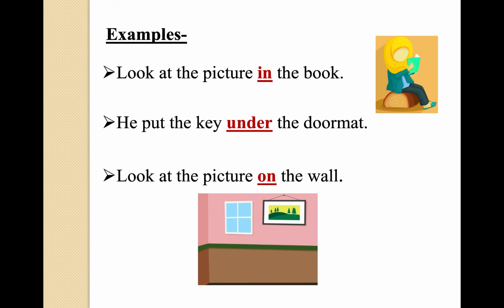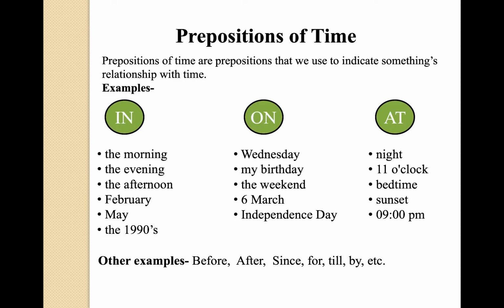I hope now everyone is able to understand what the prepositions of place are. Let us continue with the next type, which is prepositions of time. The prepositions of time are prepositions that we use to indicate something's relationship with time. The prepositions in, on, at can be used to convey something's relationship with time. How? Let us look at the examples.